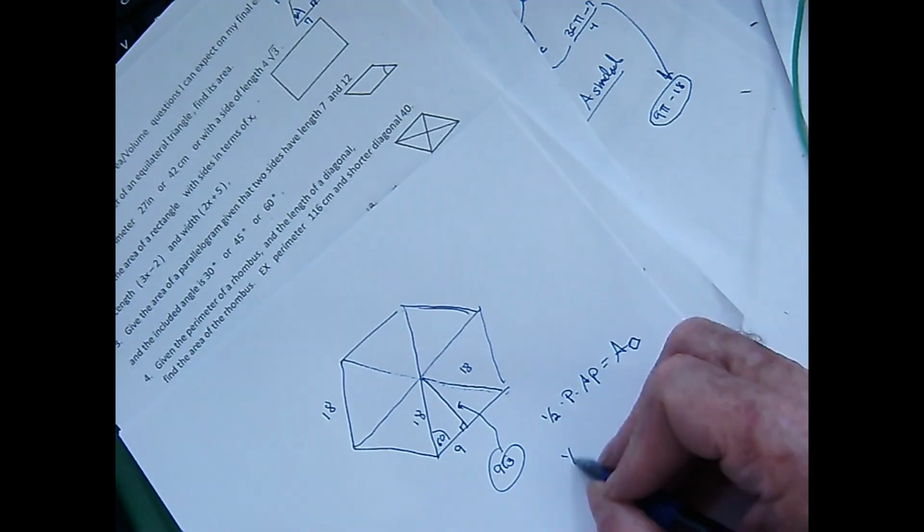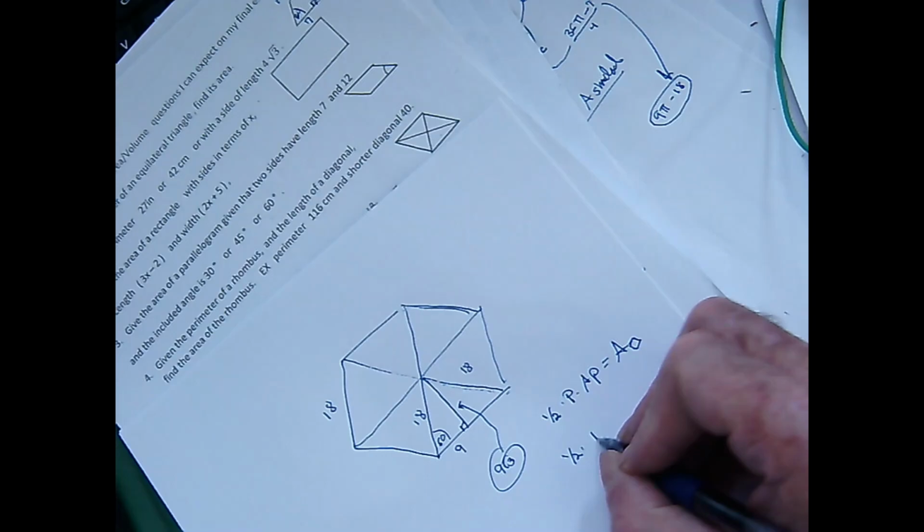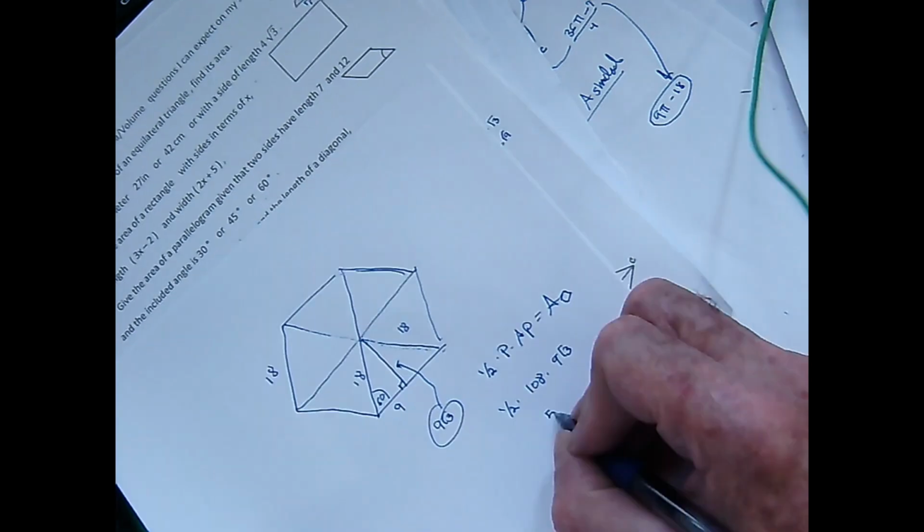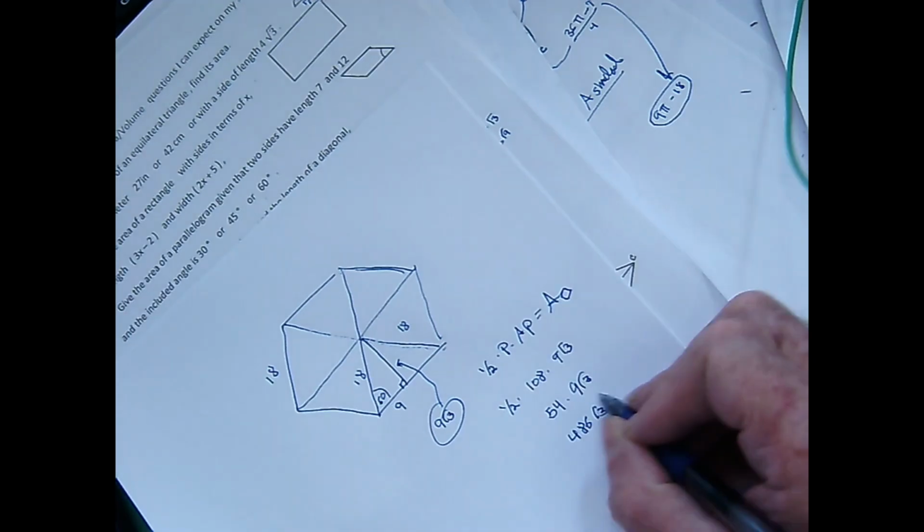So 1/2 times, hey, what was the perimeter? 6 times 18 all the way around. 6 times 18, that'd be 108. Times 9 square roots of 3. And 1/2 of 108 is 54. Times 9 square roots of 3. And that'd be 450 and 36 more, so 486 square roots of 3. You can check me out. I might have made a mistake. So we got that one.